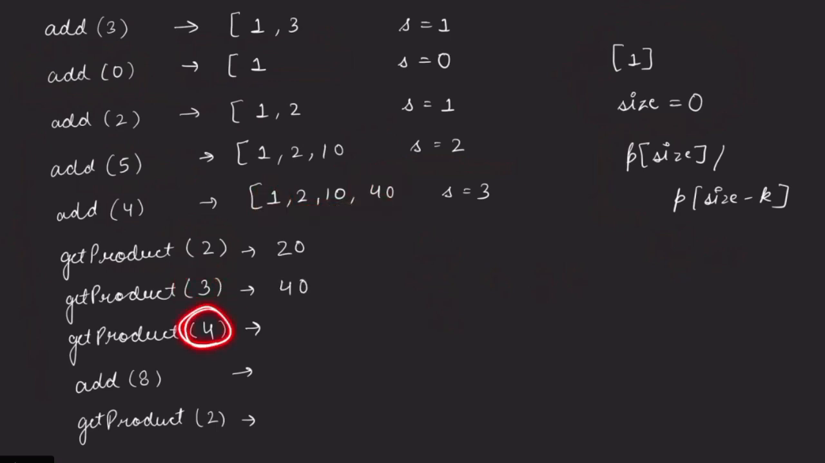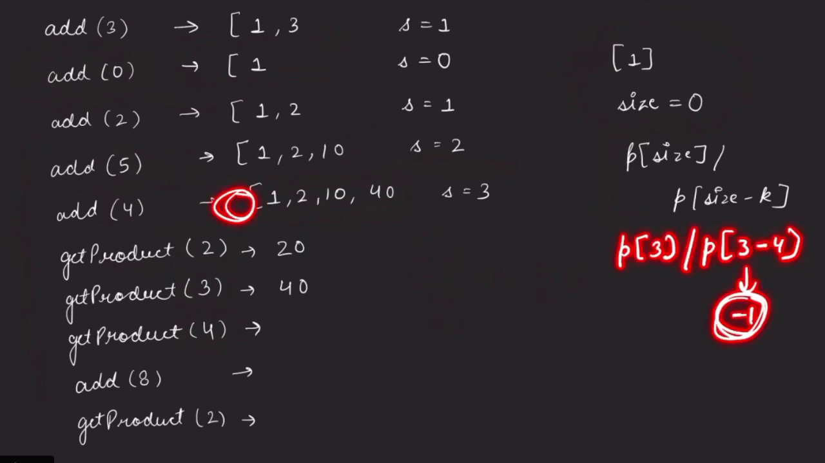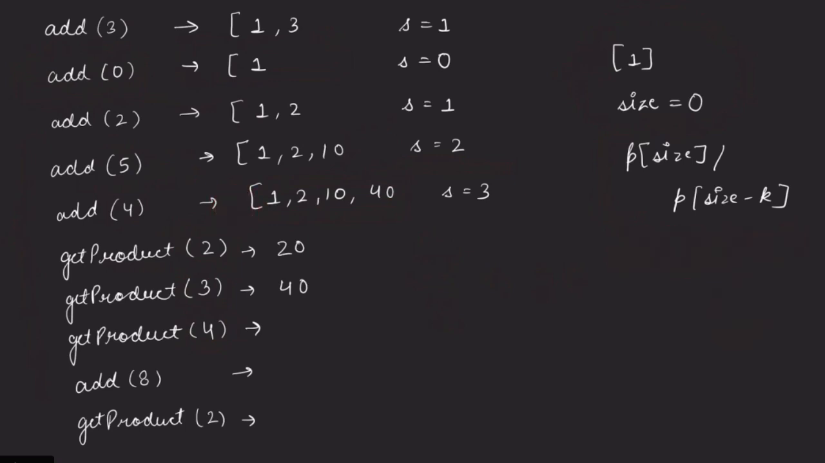But now if you see, they are asking us to find the product of the last four elements, right? So of all these elements, but we do not have anything here. If I apply this formula, then what is the size? Size is 3, divided by 3 minus k, what is k? 4. If you see, this index is -1, but the -1 index does not exist, right? But how are we able to get a negative index? Because in the question it is mentioned that whenever the get product function is called, it is guaranteed that there will always be these many integers existing in your integer stream.